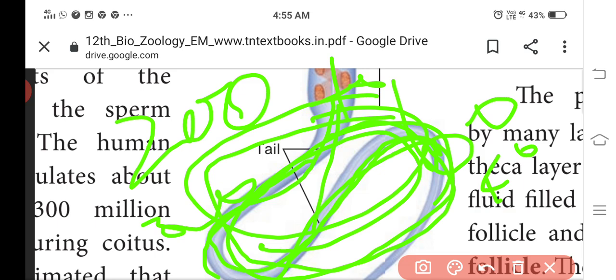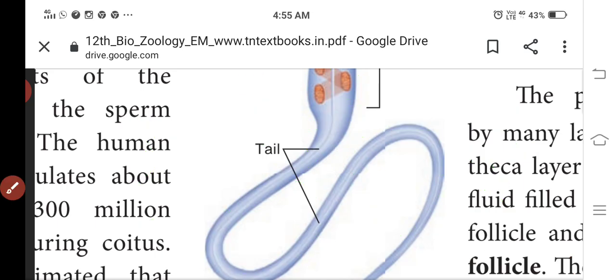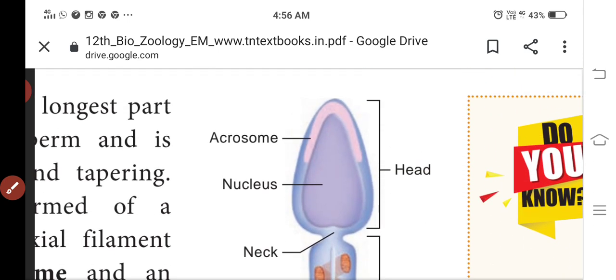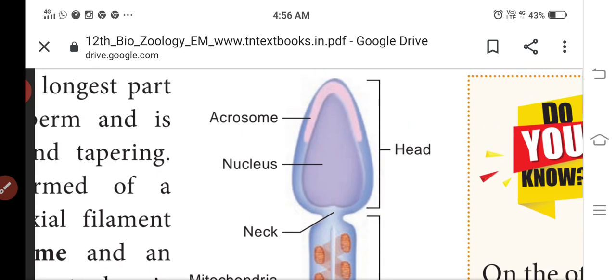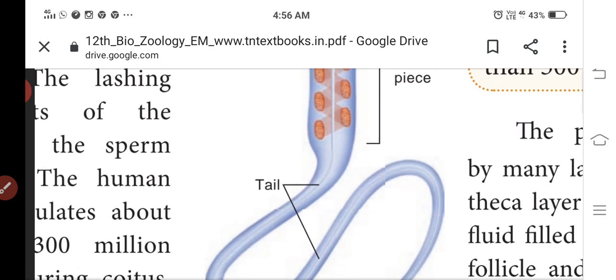So you understand the structure of the sperm. It is microscopic, motile and flagellated. The whole structure is made up of a plasma membrane. It consists of a head, middle piece and tail.